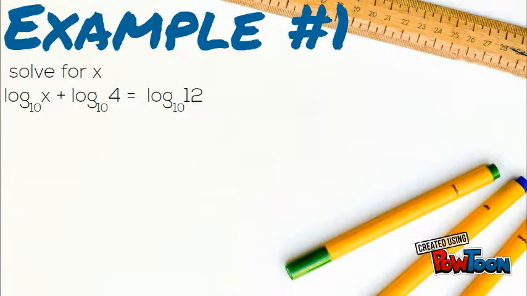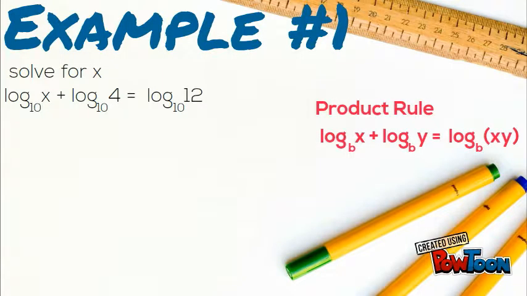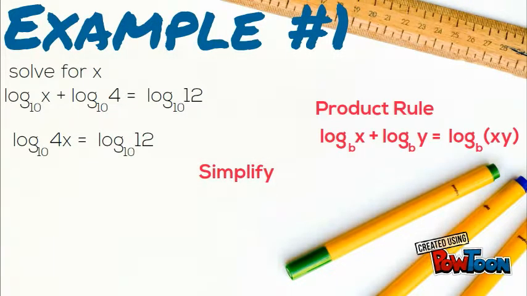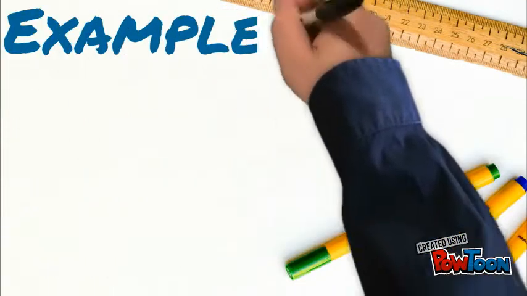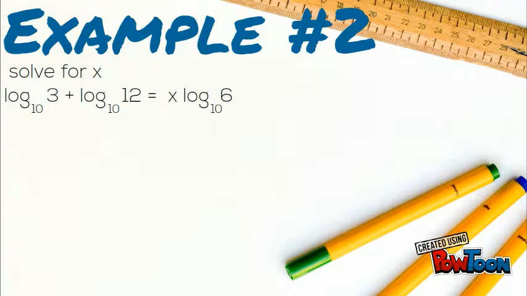Okay, so continuing from where we left off, we're going to use the product rule now, and we're going to combine the x and the 4, so we get 4x. Now we know that 4x equals 12, so we're going to simplify that by dividing both sides. We get x equals 12 over 4, and as our final answer, we get x equals 3.